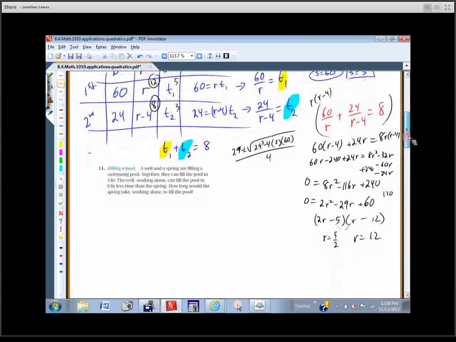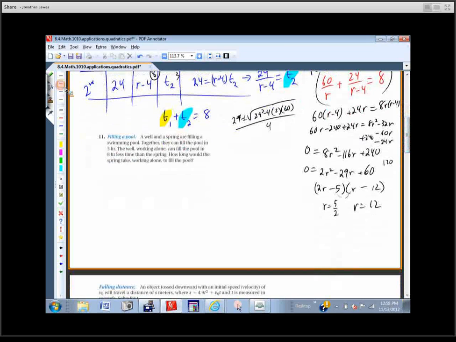Okay. More familiar looking problems. Filling a pool. It says a well and a spring are filling a swimming pool. Together they can fill the pool in 3 hours. The well, working alone, can fill the pool in 8 hours less time than the spring. How long would it take the spring, working alone, to fill the pool?